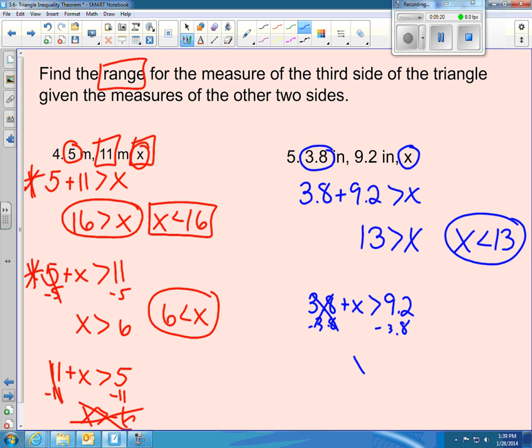And we end up with x is greater than 5.4. All right, so we have a range. 5.4 is less than x, and x is less than 13. So between 5.4 and 13 has got to be the range for that third side.